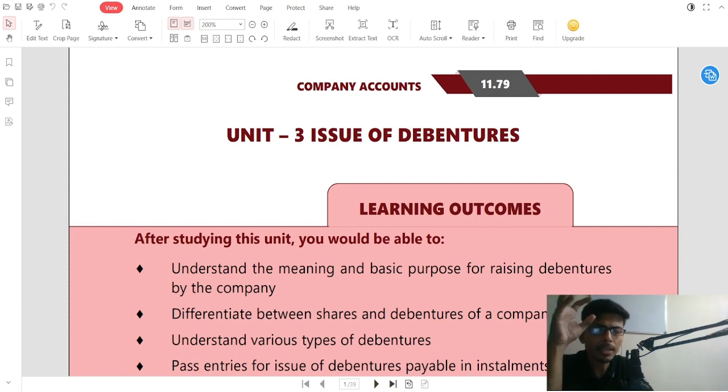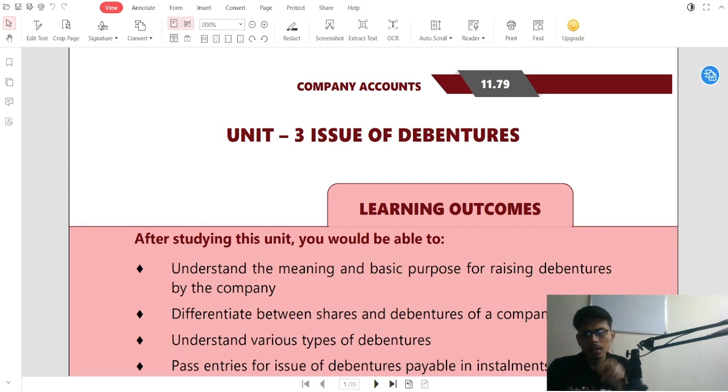We have completed company accounts in chapter number 11, unit 2, with respect to the issue, forfeiture and reissue of shares. Now, this chapter is one of the important chapters related to the issue of debenture. What is this chapter actually for?